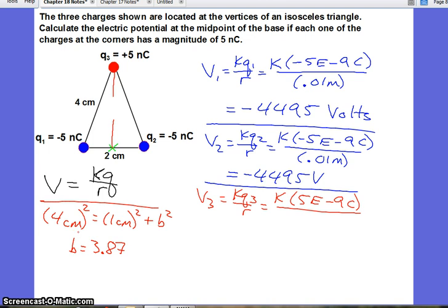Units we've been using are centimeters. We're going to have to convert that to meters for our formula. So 0.0387 meters. We get a value then of positive 1,161 volts. And now what we have to do is find the total. So we're going to add up those three numbers.